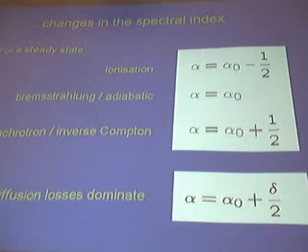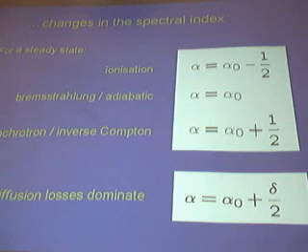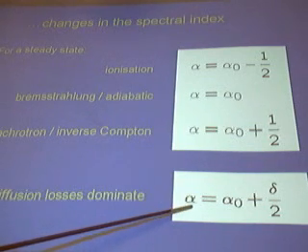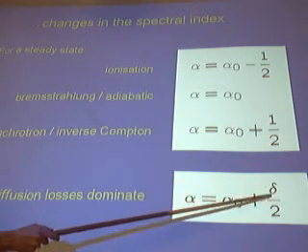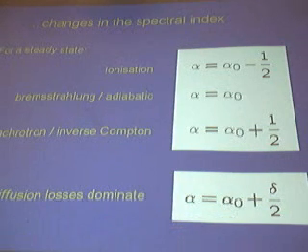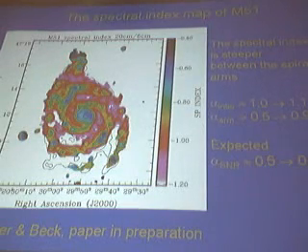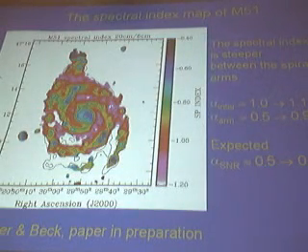Solving the diffusion loss equation, I'm less certain about this at all, and I'd be really interested to get some good references about where I can learn more about these diffusion losses. But from what I could figure out, if diffusion losses dominate, I expect the synchrotron spectral index to steepen by an amount delta over 2, and this delta is the power that the diffusion coefficient was depending on in the previous slide. So that's my simple version that I have in my head at the minute of the theory.